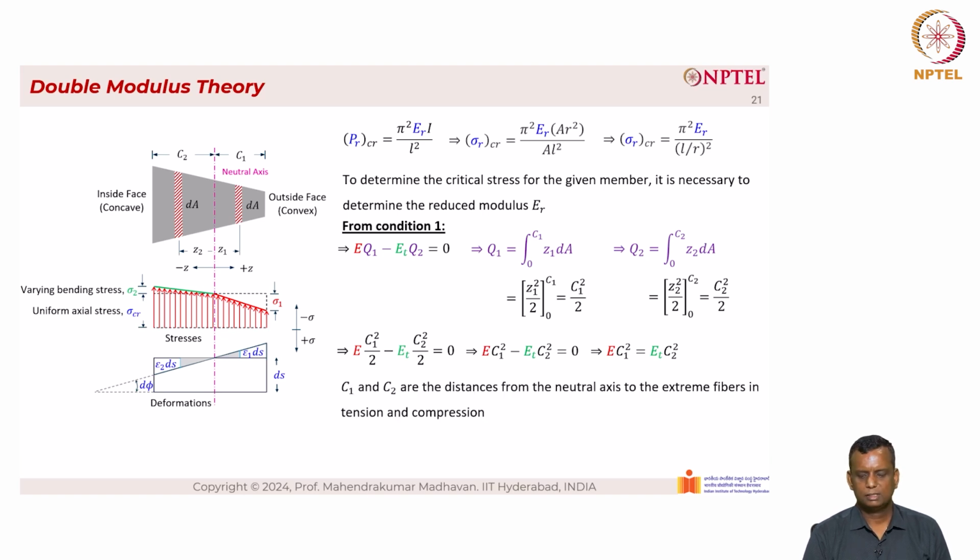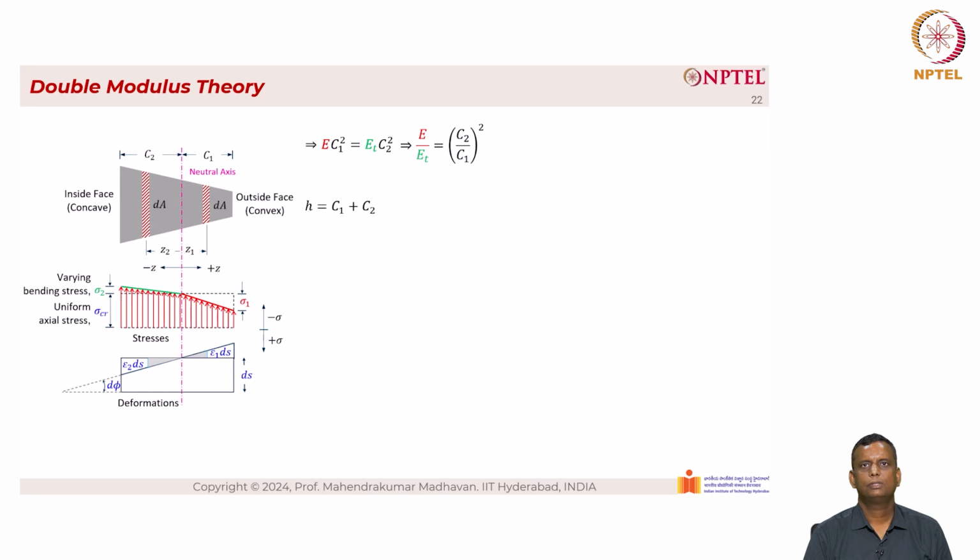c1 and c2 are the distances from the neutral axis to the extreme fibers in the tension and compression. Noting that h is the depth of the cross section, we know that h equal to c1 plus c2. So this can be further simplified as E divided by E sub t equal to c2 square by c1 square, or the square root of E by E sub t is equal to c2 by c1. Now c2 equal to c1 into root of E by E sub t. Which gives rise to h equal to c1 plus c2, and instead of c2 we substitute c1 into root of E by E sub t.